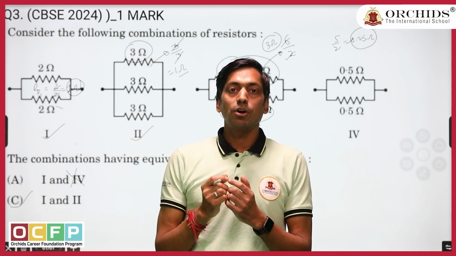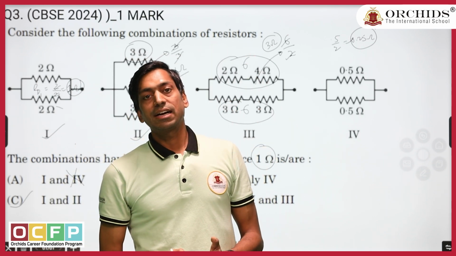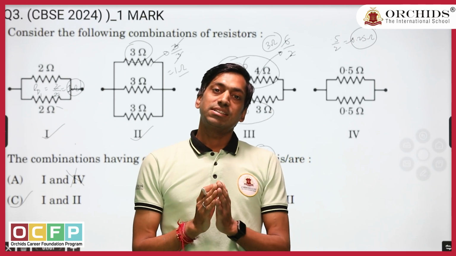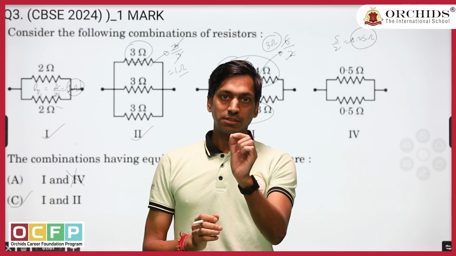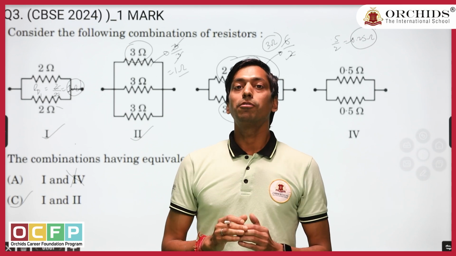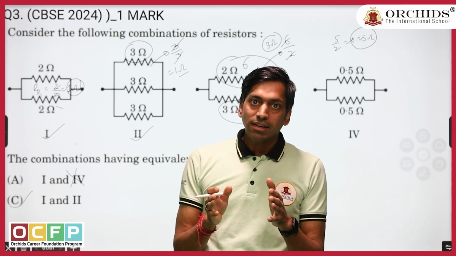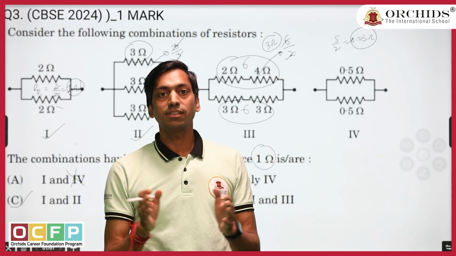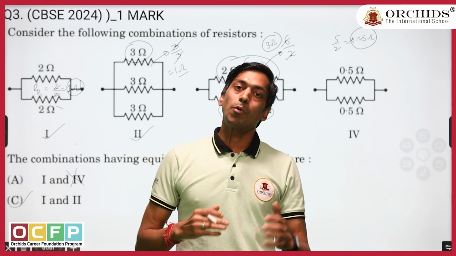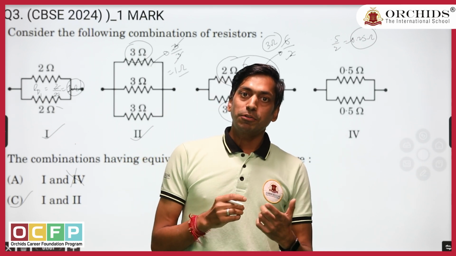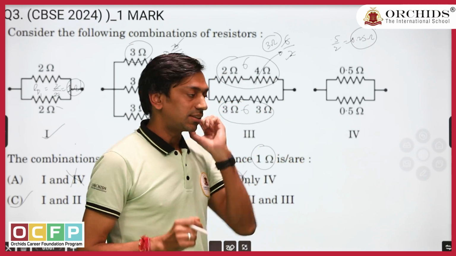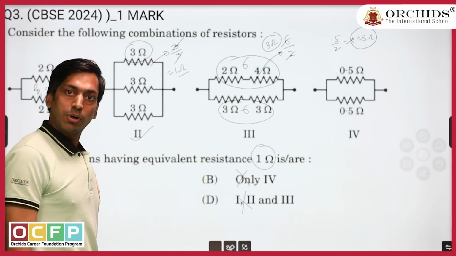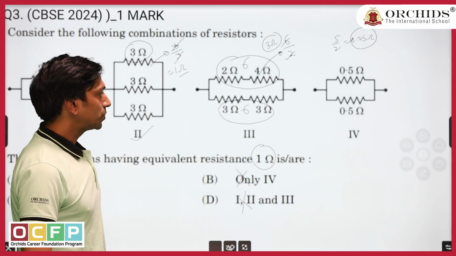So here we use that logic. If equal resistors are connected in parallel, then the overall resistance of the combination will be equal to the resistance of each resistor divided by total number of resistors. And if we are adding equal resistors in series, then the overall resistance is simply the number of resistors multiplied by the resistance of each resistor. So I hope you understood this problem. So let's move on to the next question.